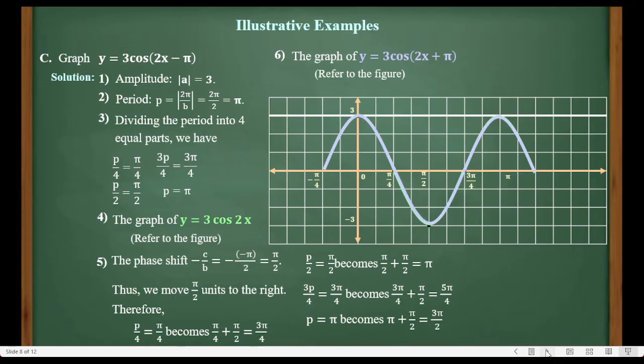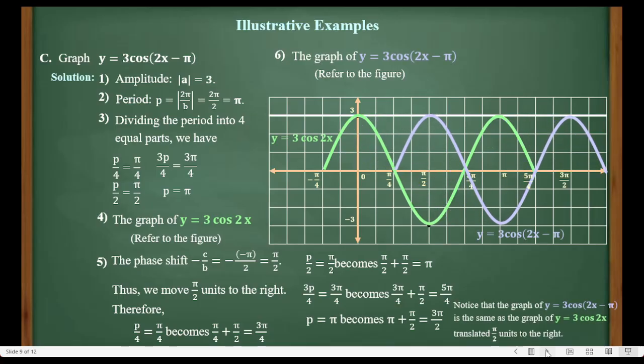And you will notice that from yellow-green, it is now changed to purple. And that graph, which is the purple one, is the graph we're looking for. So this graph is the result when we move the graph of the mother function, the green graph, by pi over 2 units going to the right. So again, this is the required graph, the purple graph.